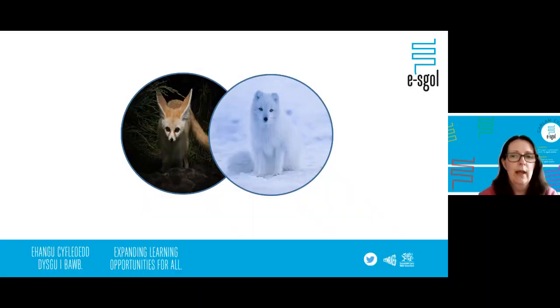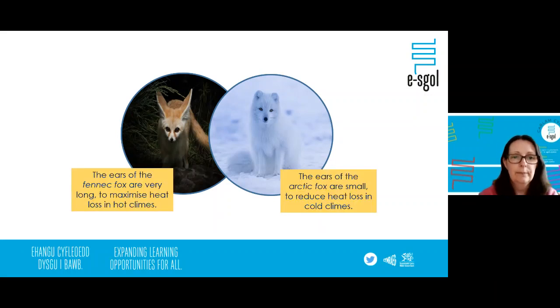So if we look at these two types of fox, we can clearly see that the ears of the fennec fox are larger to enable it to maximise heat loss by radiation, but the ears of the Arctic fox are smaller, so it doesn't lose as much heat by radiation. So there are a number of different adaptations. You need to be aware of how to identify them in different organisms.